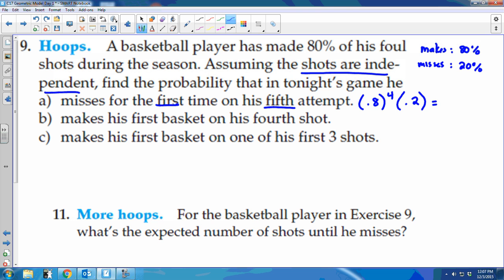Okay. On B, he makes his first basket on his 4th shot. So what about that one? 0.2 times. Right. That means he misses 3 and then makes 1. No big deal.